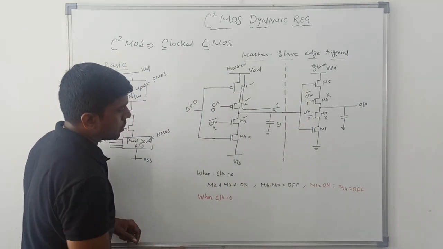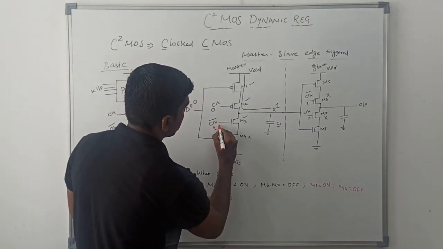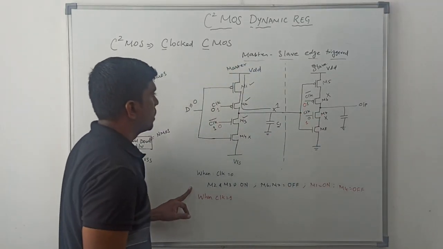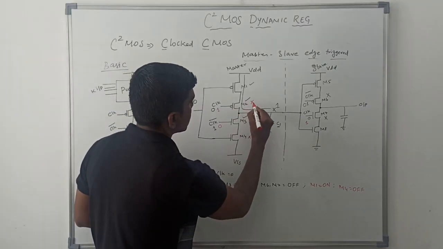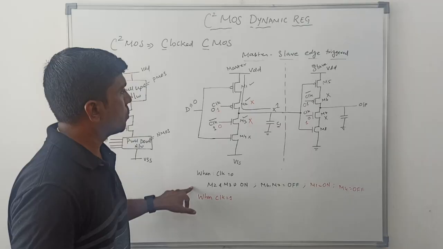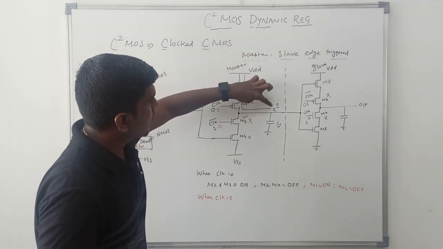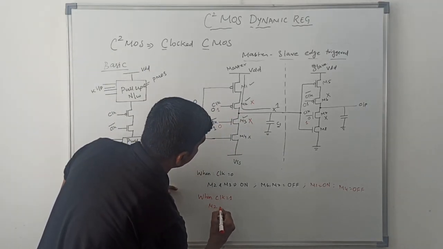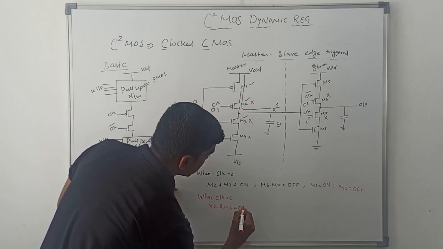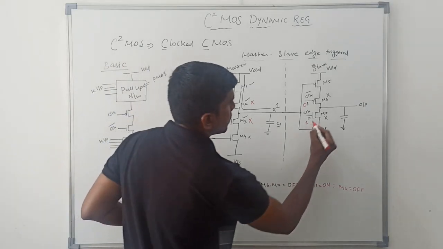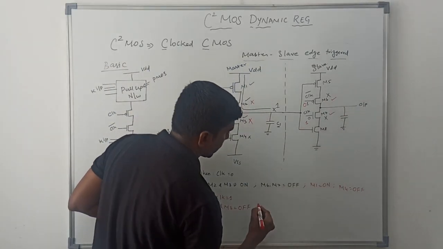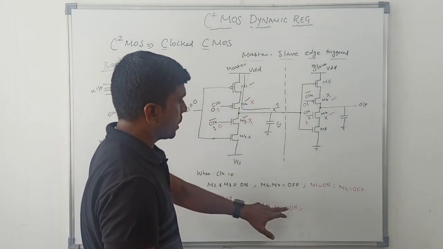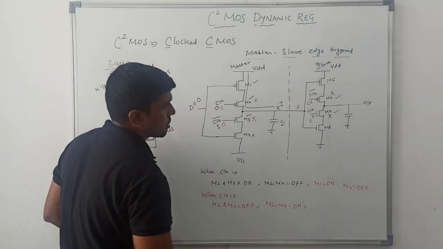So come to clock equal to 1. Clock value equal to 1, so clock bar goes to 0 and clock goes to 1. In this case, M2 transistor is off, M3 transistor is off. Here VDD is not connected to the output because the M2 transistor is off. So M2 and M3, these two transistors, both go off. Then M6 and M7, these two transistors, both turn on.